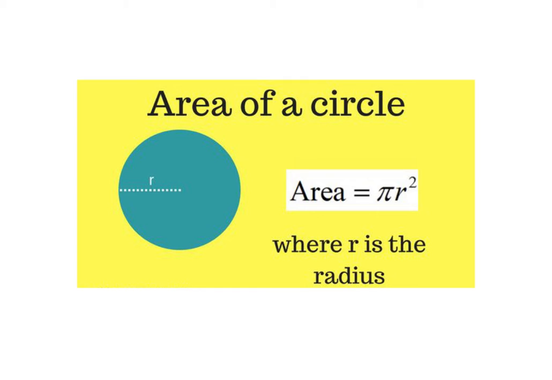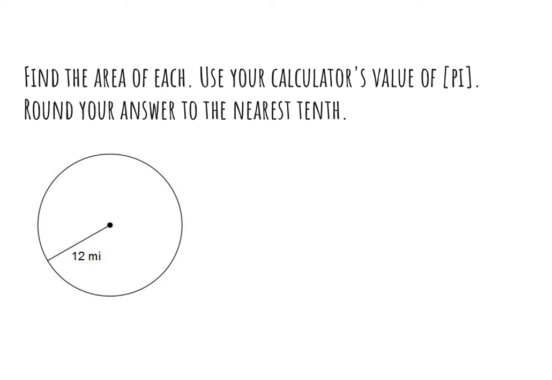Remember, area is all of the space inside an object. So in this example, everything that's this sea green color would be considered the area of the circle because that's all the space inside of the circle. So here we want to find the area of the circle. We're going to use the calculator's value of pi button.